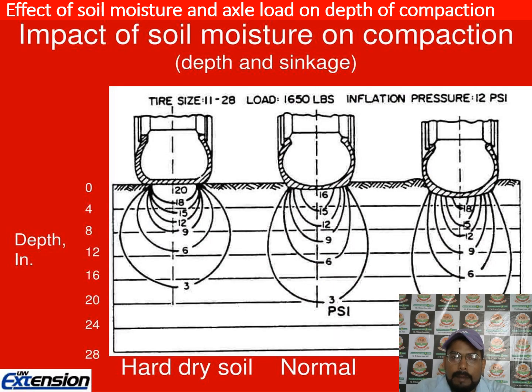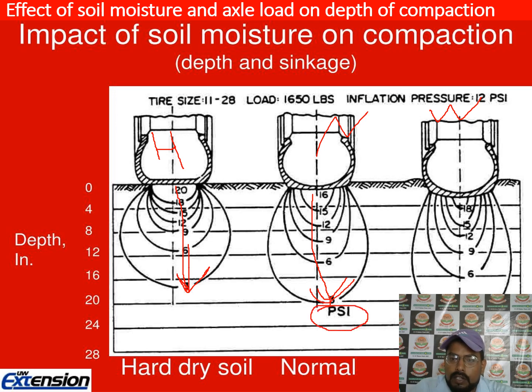So next is the impact of soil moisture on compaction. There are different types of soil: hard soil, normal soil, and wet soil. This is the wet soil, this is the hard soil, and this is the normal soil. In hard soil there is less impact, meaning heavy machinery use does not create much compactness. But in normal soil there is more effect, measured in PSI.